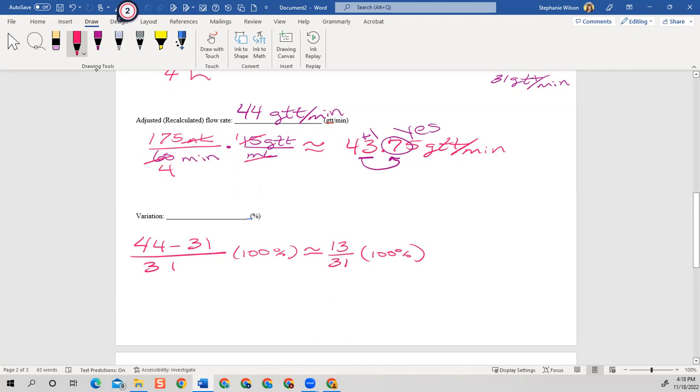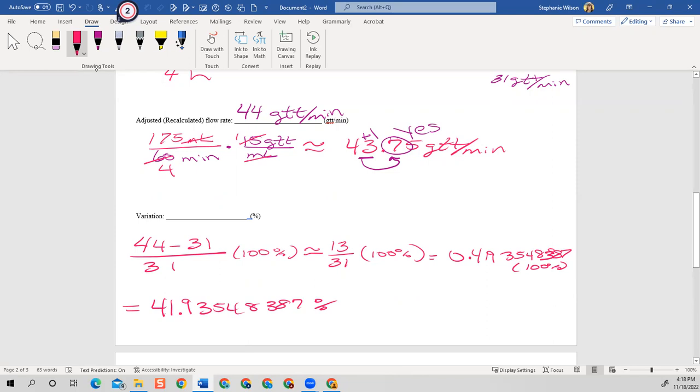13 divided by 31 gives me this long decimal. I'm going to go ahead and write it out. Oops. And then we're going to multiply it by 100%. Sorry about my messy writing there. Now, when I multiply that by 100%, that changes everything a little bit. And it gives me 41.93548387%.